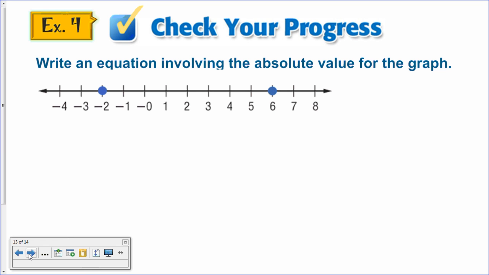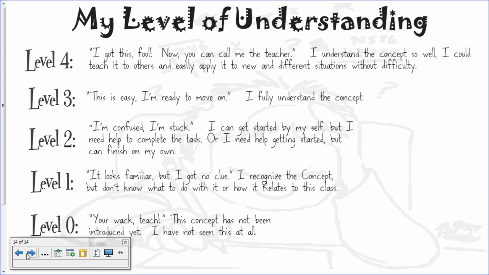Okay, has everybody got it written down? Yes. Okay. You good? Okay, good. Go ahead and go back to the start page. Write down what you think your mastery level might be.